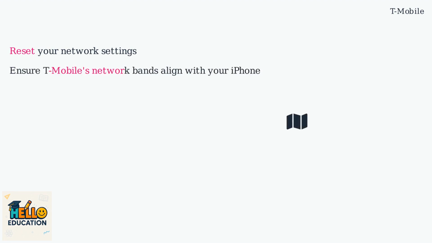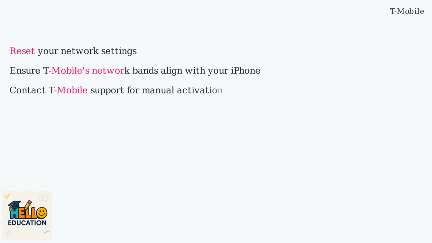If basic troubleshooting doesn't work, try these advanced solutions. Reset your network settings through Settings, General, Reset Network Settings. This often fixes conflicts caused by software glitches or incorrect configurations. If you recently updated iOS, this is a crucial step. Next, ensure T-Mobile's network bands align with your iPhone, especially if you're in an area with weak coverage.